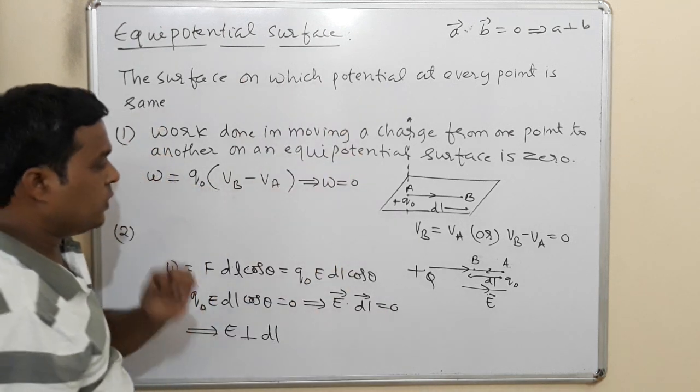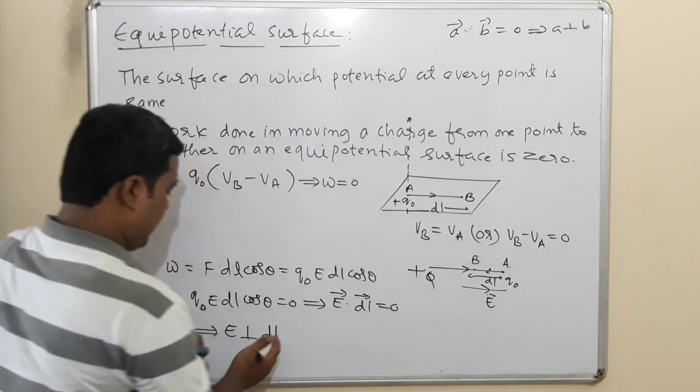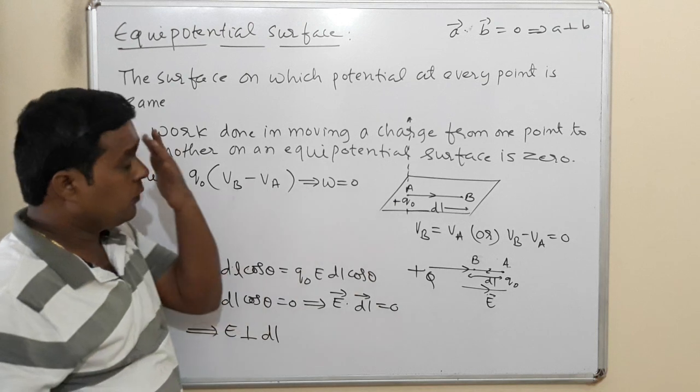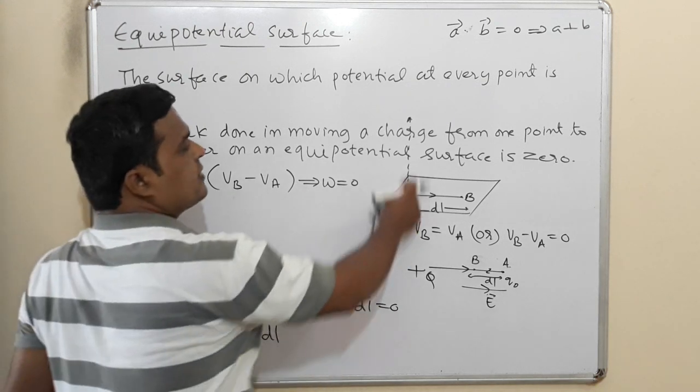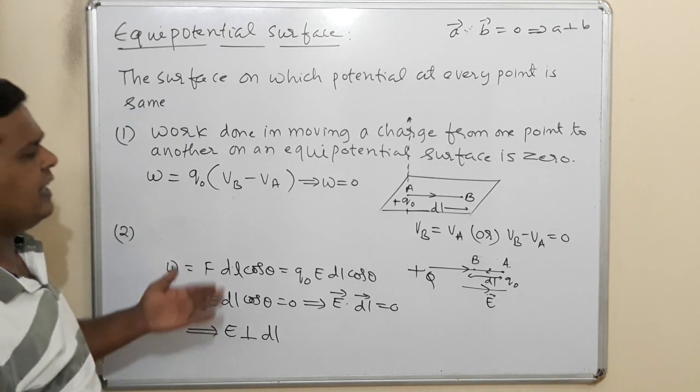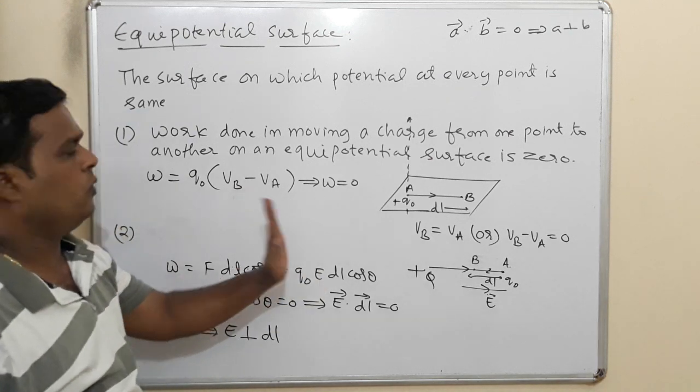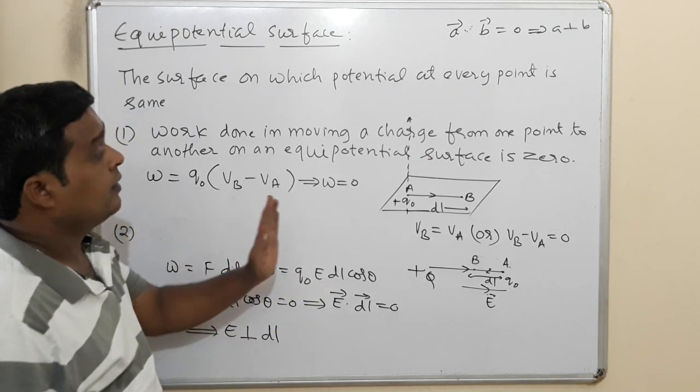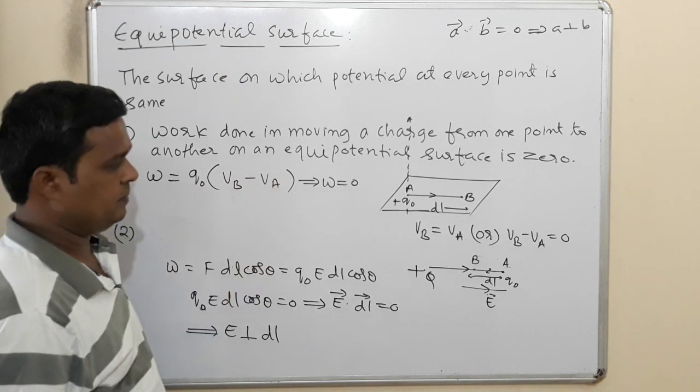So, if work done is 0, then it gives me a conclusion that the electric field is always perpendicular to the equipotential surface. Our equipotential surface will always be perpendicular to the electric field direction.